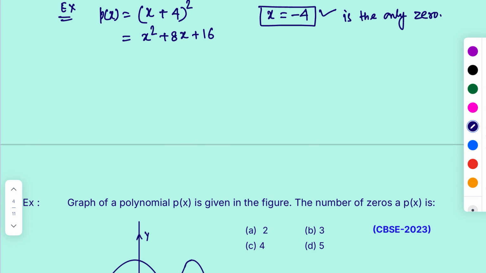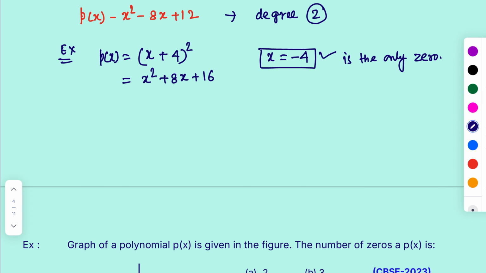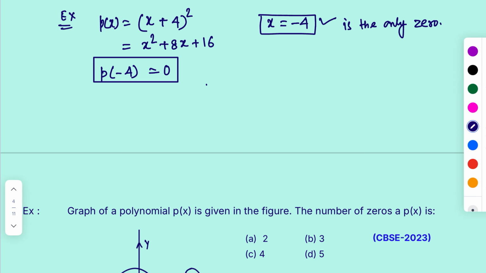Now x is equal to minus 4 is the only zero here, because for x is equal to minus 4, p of x will be equal to 0. If we put in p of minus 4, it is equal to 0. This is the only zero of this polynomial. Okay.